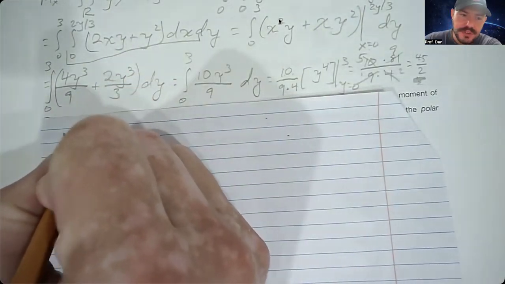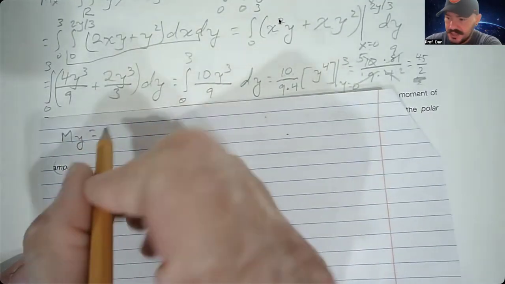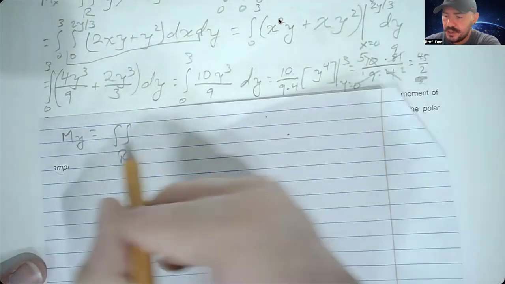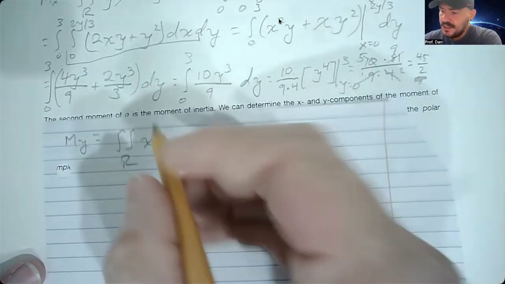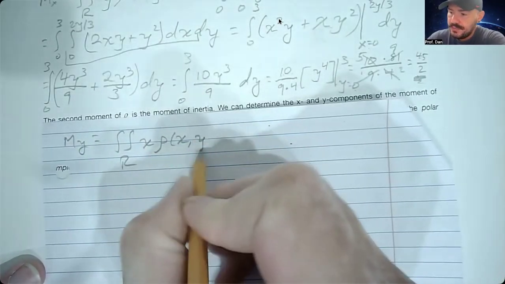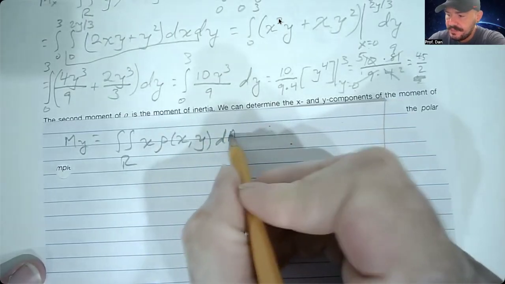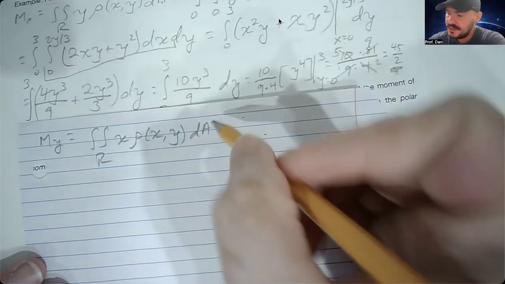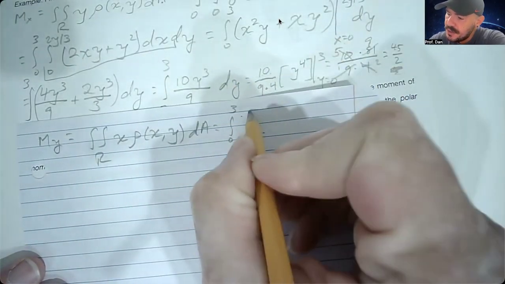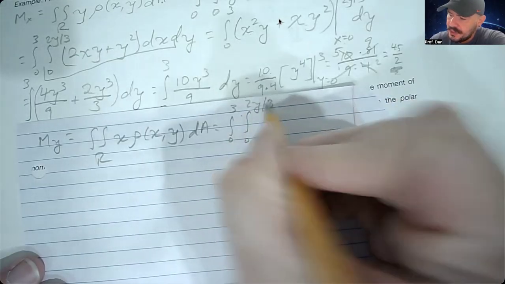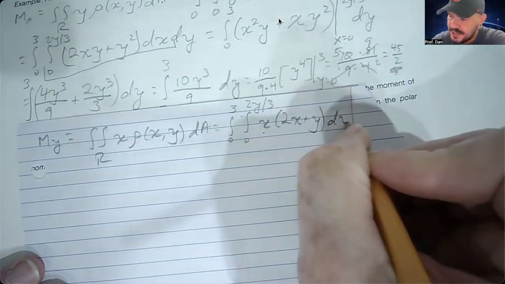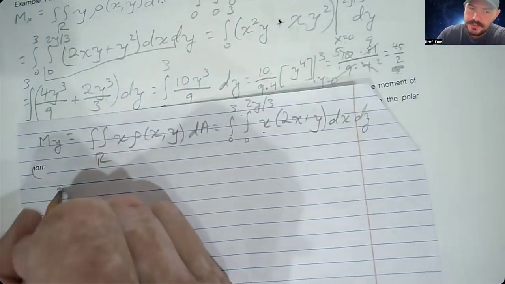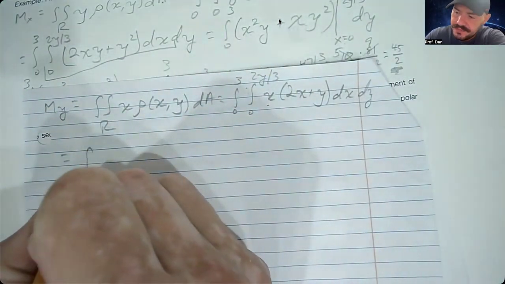So we know from the previous page that the first moment along the y-axis is going to be the double integral over the region R of x. Remember, that's your distance from the y-axis times the density function rho of x and y dA. All right, so if I stick with the same setup that I did for my bounds and my integrands to keep my life simple, we end up with the following. So we have x times 2x plus y, and then this will be dx dy. And just like before, we would start by distributing the x.